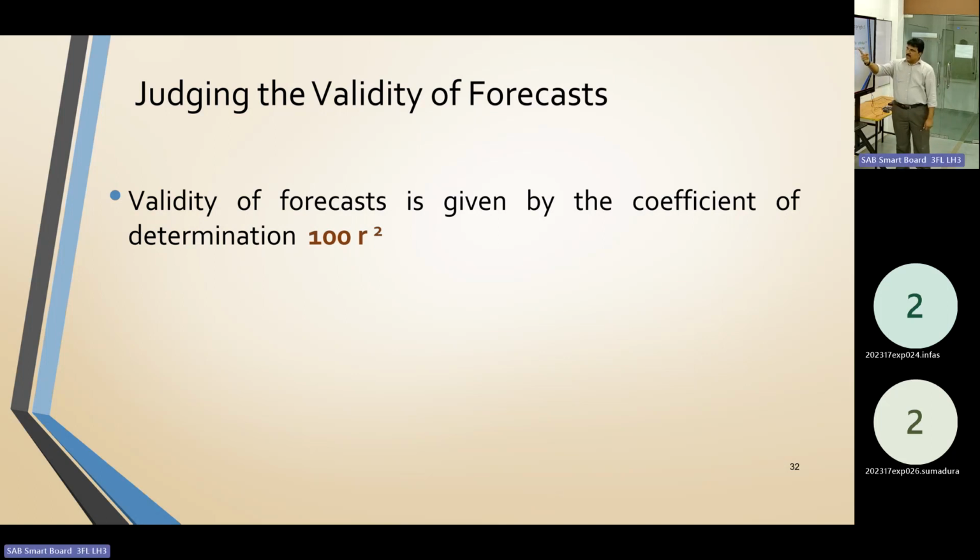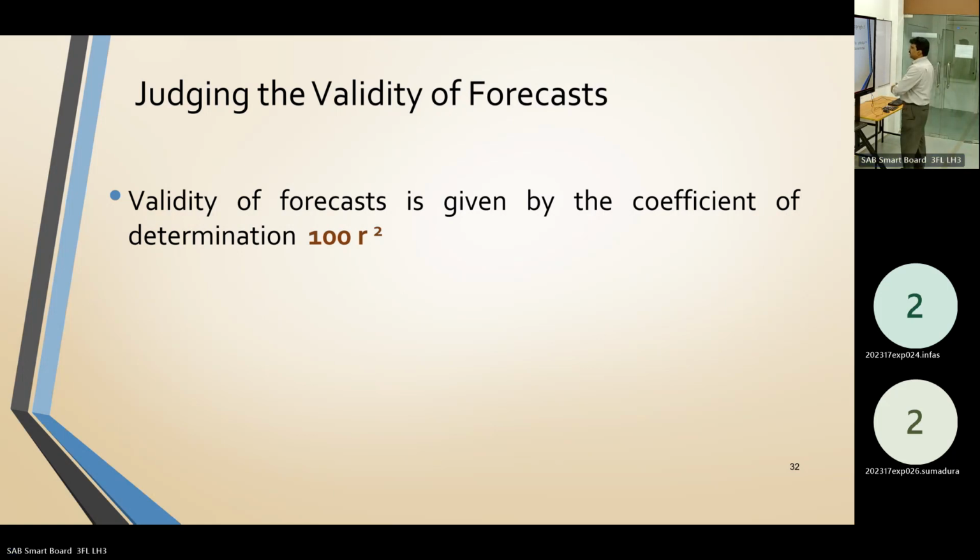The validity of the forecast is given by the coefficient of determination, 100 R square. Last week we discussed the coefficient of determination. The coefficient of determination gives us the validity of the forecast. R is the correlation coefficient.